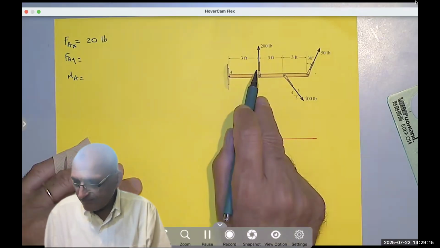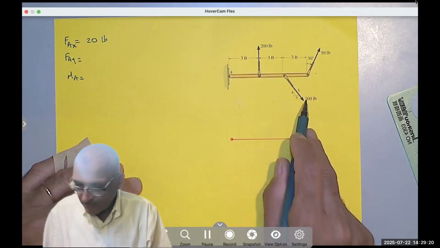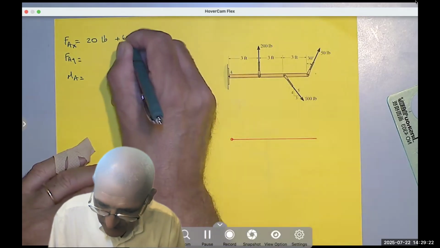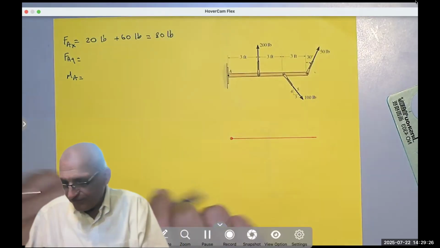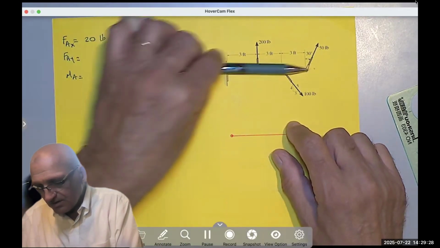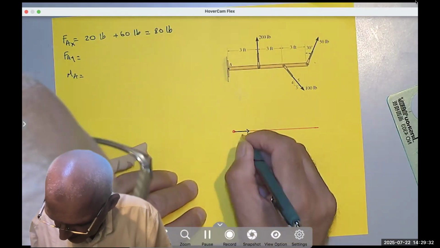This one doesn't have one. This one is 100 times 3/5, so plus 60 pounds equals 80 pounds. So there is a force of 80 pounds here. I can draw it here and say 80 pounds.